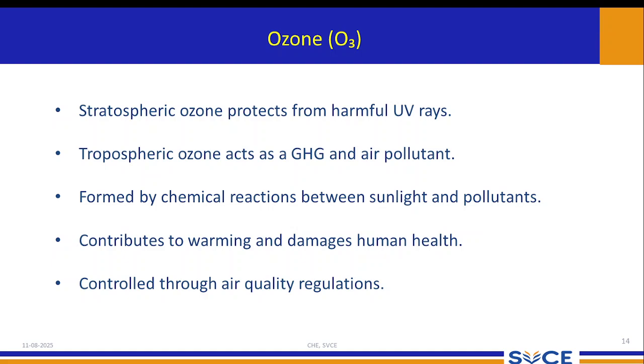Tropospheric ozone acts as a greenhouse gas and air pollutant. The stratospheric ozone acts as a protection layer, but when ozone is present in the troposphere, it acts as a greenhouse gas. So depending on the location, there is good ozone and bad ozone. The bad ozone is the ozone present in the tropospheric region, formed by chemical reaction between sunlight and pollutants. It contributes to warming and damages human health, and is controlled through air quality regulations.